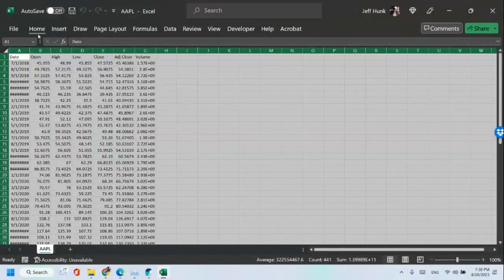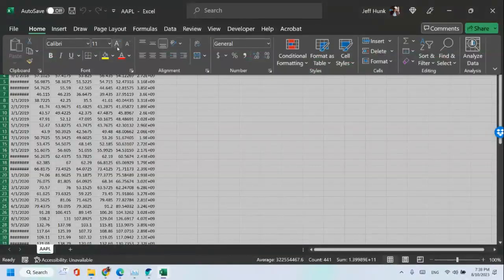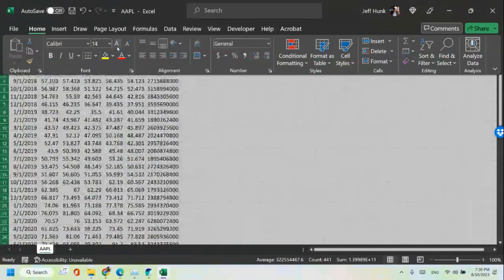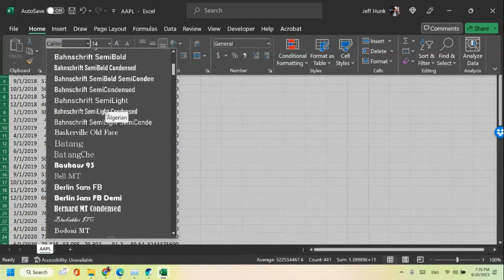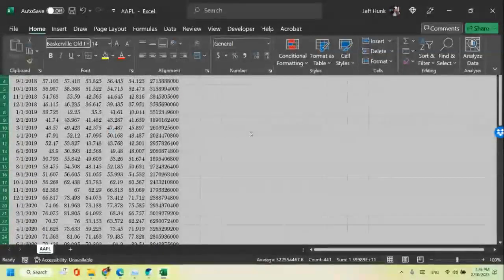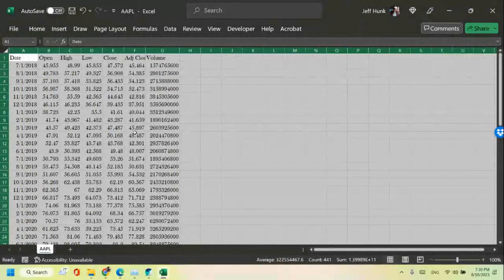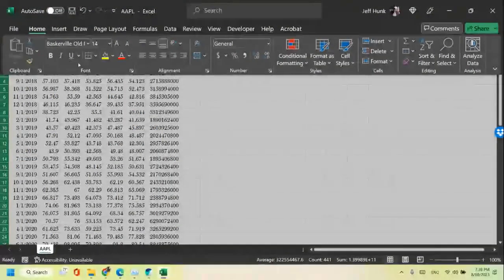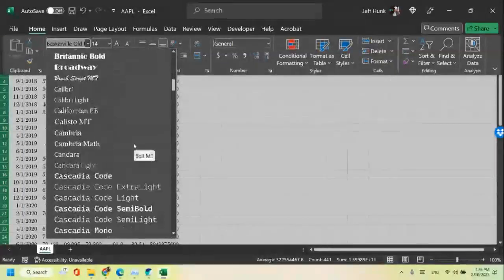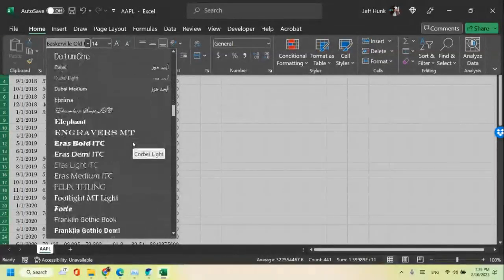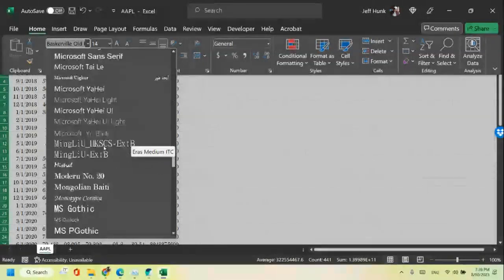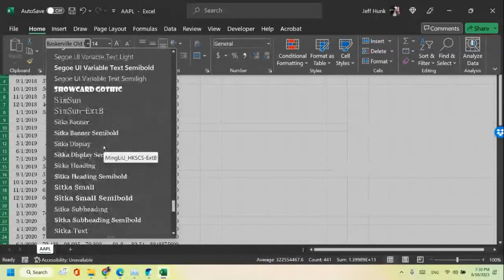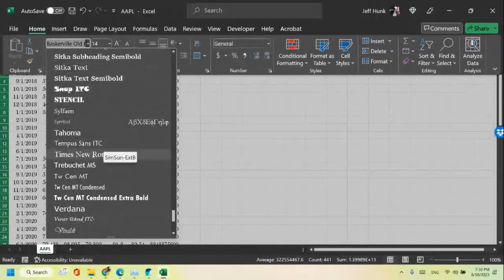So I always change the font, increase the font size to something like 14, and change the font style to something more pleasant to your eyes. Okay, I normally use Bakersfield old, but you can choose Times New Roman or Georgia. Usually Georgia is a nice font. Times New Roman is very standard. You can scroll down till you see Times New Roman.